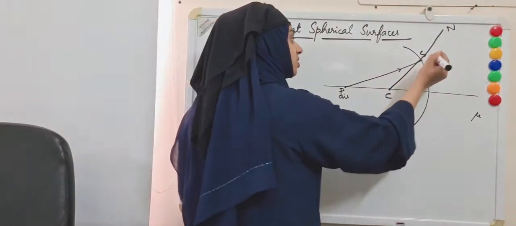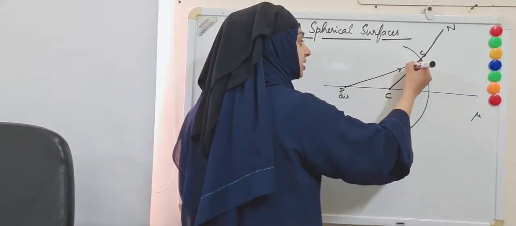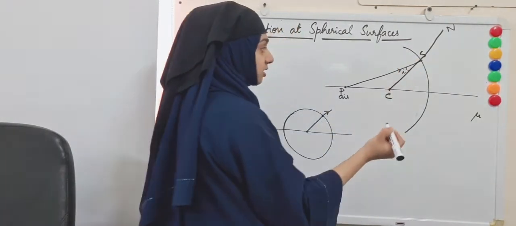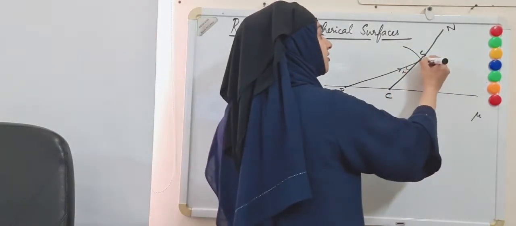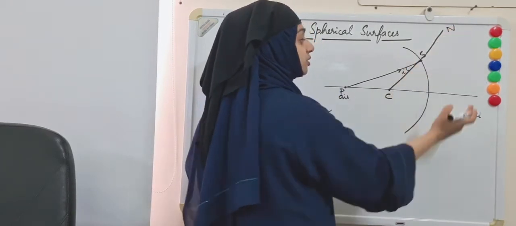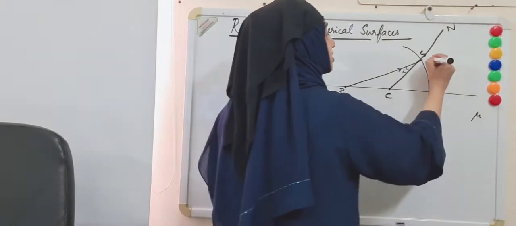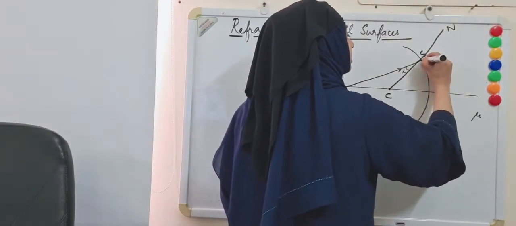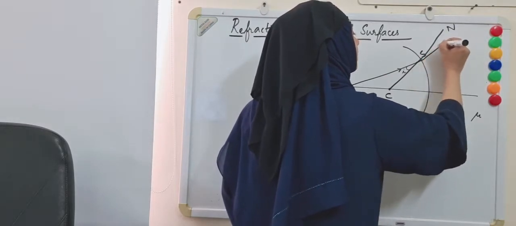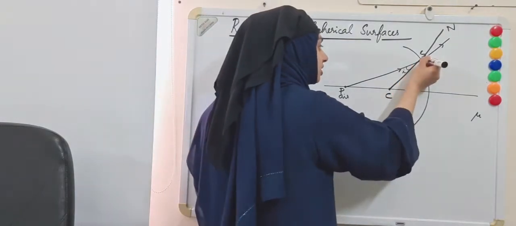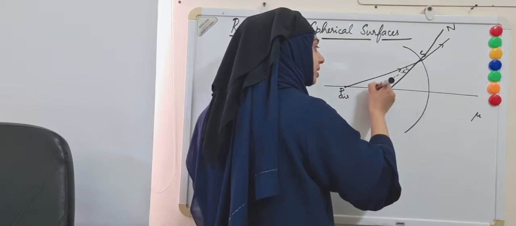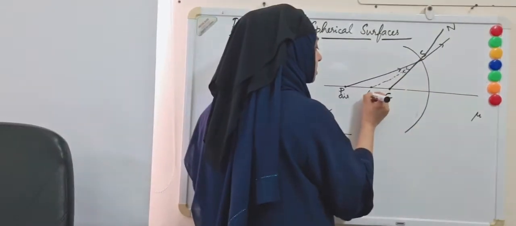So if this is the normal, then this is the incident ray. The angle between the normal and the incident ray will give you the angle of incidence. Now after refraction, the light ray will bend a little towards the normal because this is a denser medium. So after refraction here, instead of going straight like this, it will bend a little towards the normal. So if I retrace it back, it will reach a point, say Q.